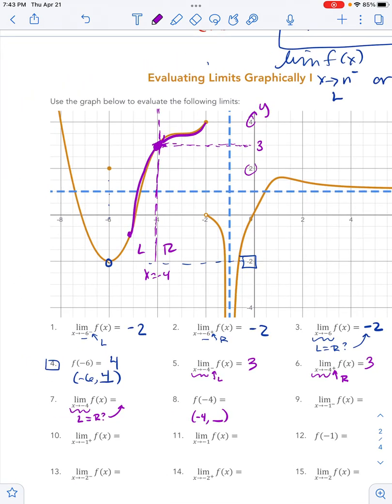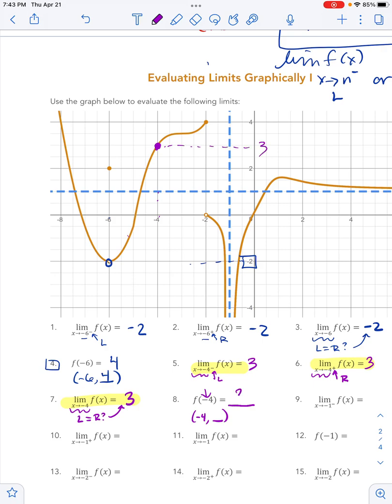So in the next one, it's saying, okay, is there an overall limit here as you pass through a -4 for x? And the answer is yeah, it's 3. Because my left-hand limit was 3, my right-hand limit is 3, so my overall limit is 3. The last question in that set is asking, what's the actual y value that goes with an x value of -4? If you plug in -4, what do you get out? So you're at -4. The actual value for the graph is right here. And again, that is 3.